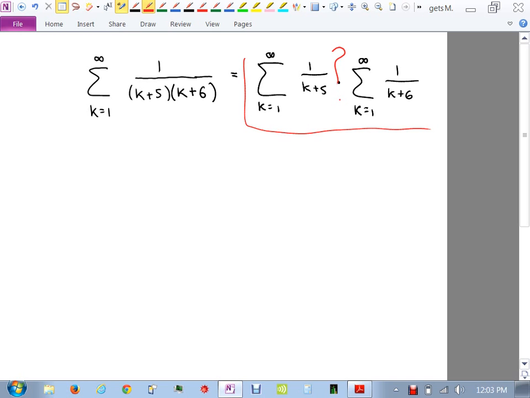Not geometric, not harmonic. Let's do the nth term test. Now, for us, it's not n, it's actually k. But I'm going to be doing the limit as k goes to infinity. The kth term test. Limit as k goes to infinity. Oh, yeah, it's going to be inconclusive, because what does that go to? 1 over infinity goes to 0. Inconclusive.